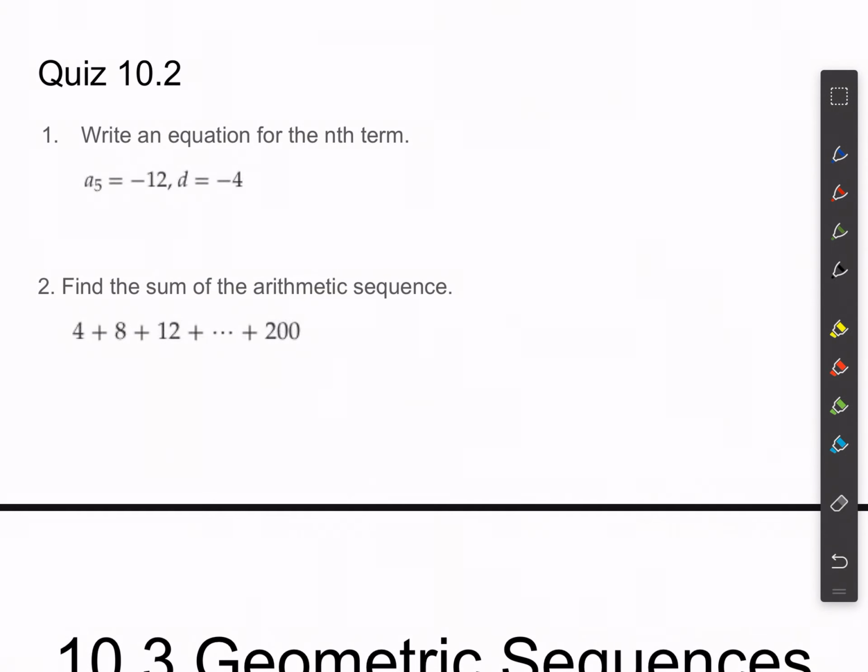All right, we're going to begin 10.3 here with a quiz from 10.2. Obviously, you can use your notes, go back to that. So here we go, we have question 1 and 2. It says write an equation for the nth term here.